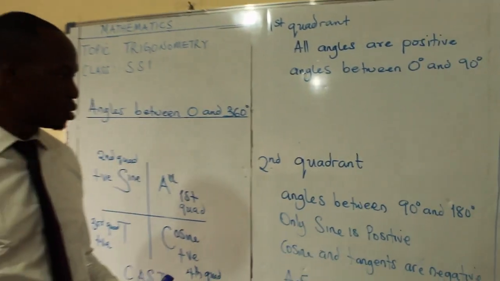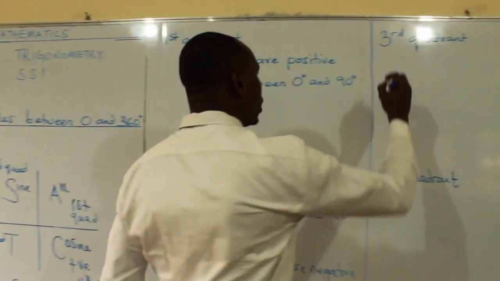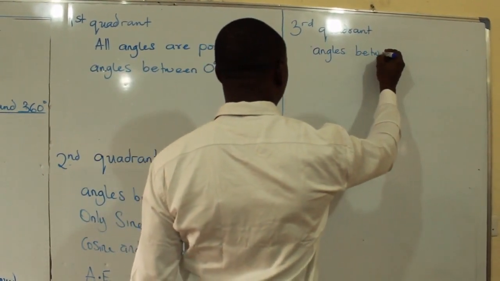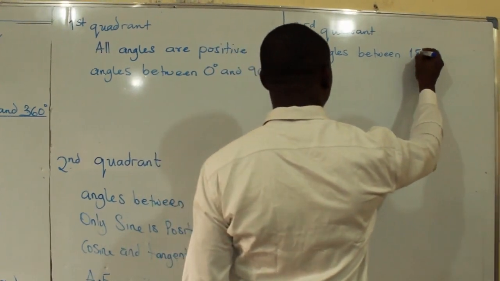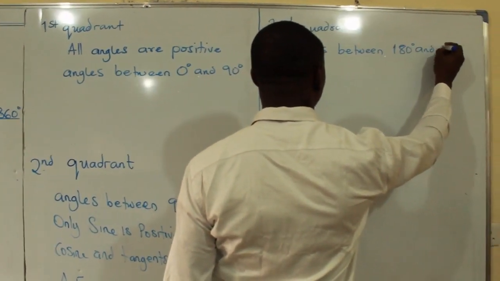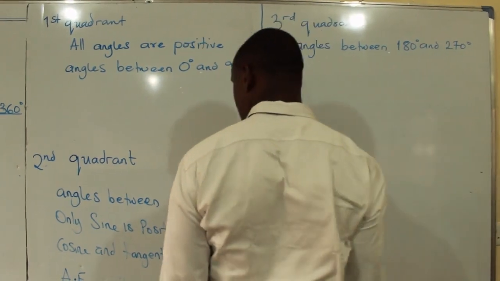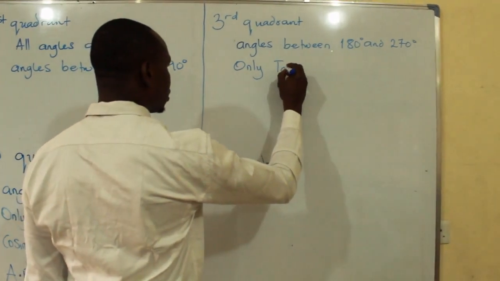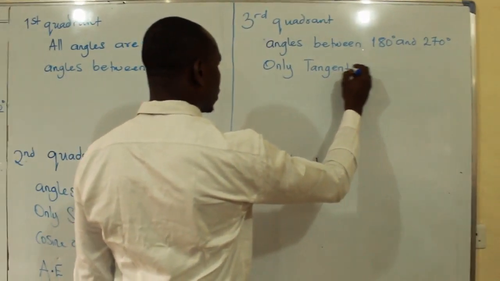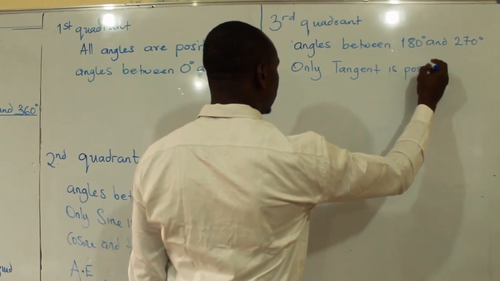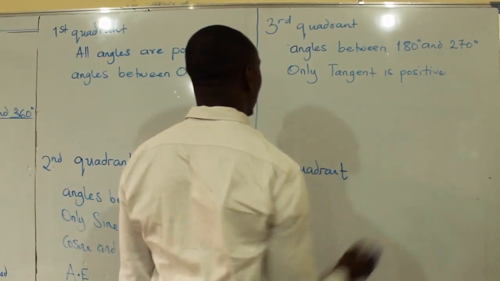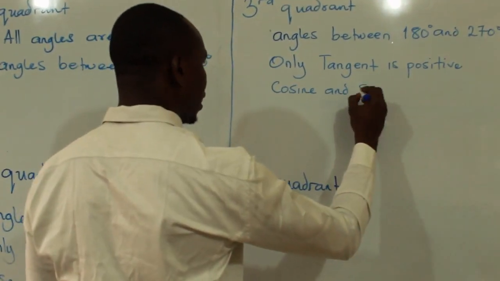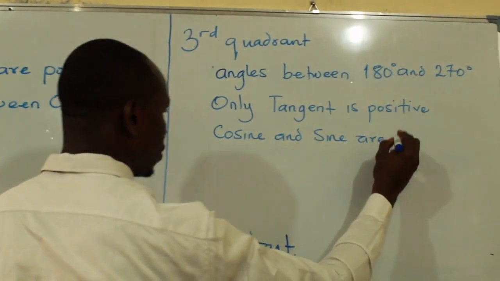In the third quadrant, we're looking at angles between 180 degrees and 270 degrees. In this quadrant, only tangent is positive. Cosine and sine are negative.